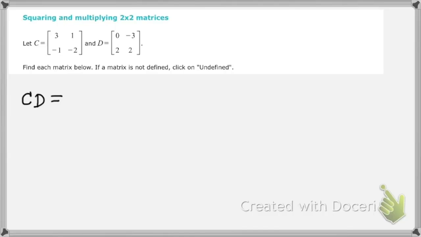And I'll do 2. I'll do C times D, and I'll do D times C. Because matrix multiplication, as it turns out, is not commutative. C times D is different than D times C.